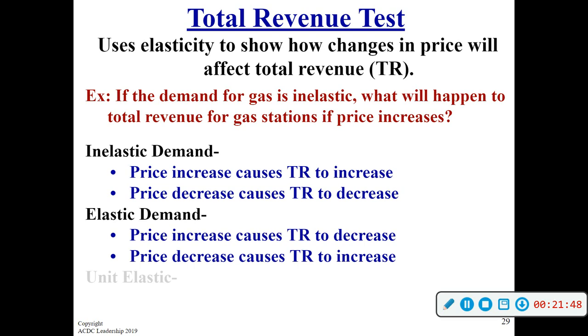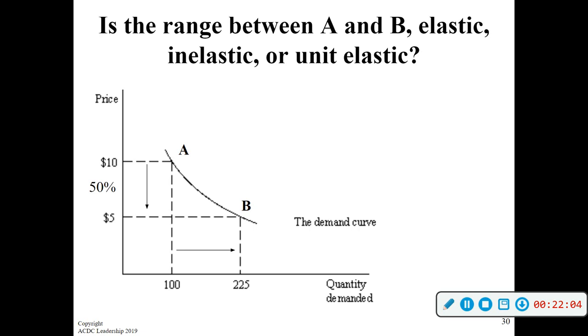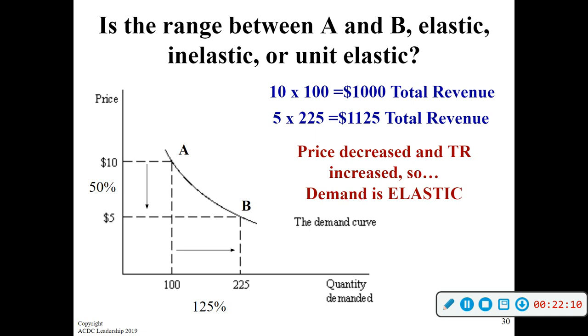So that gives you the relationships there. And inelastic is direct, they do the same thing. Elastic is inverse, they do the opposite. Unit elastic, they're just going to stay the same. That's when your percent changes are equal. So you can see there, the price went down, total revenue went up from 1,000 to 1,150. So that is elastic. This is your quickest and easiest way to determine elasticity, total revenue test.